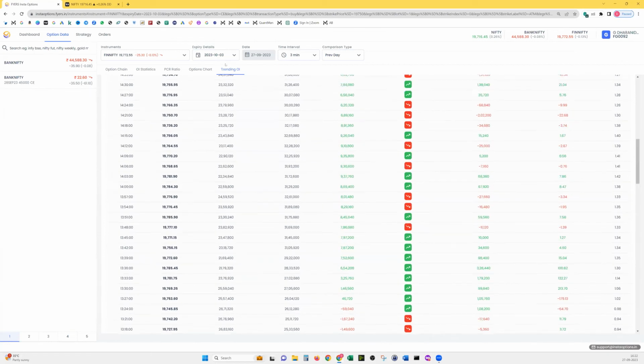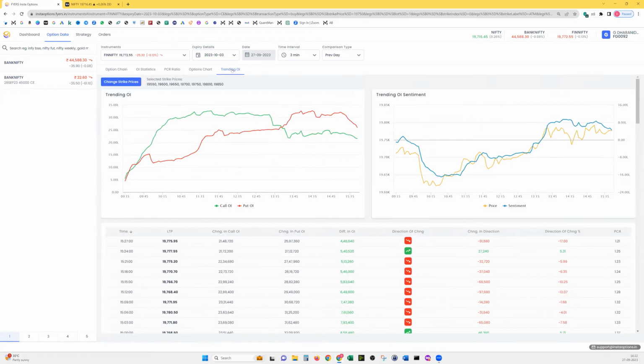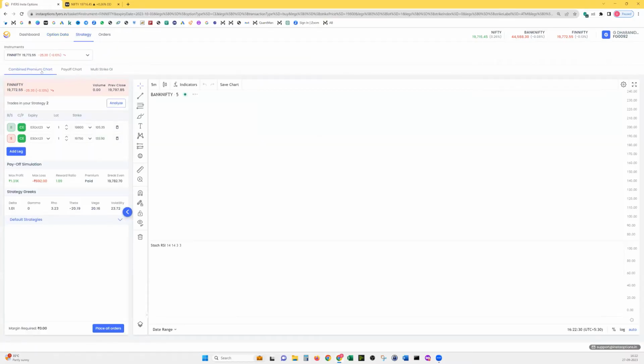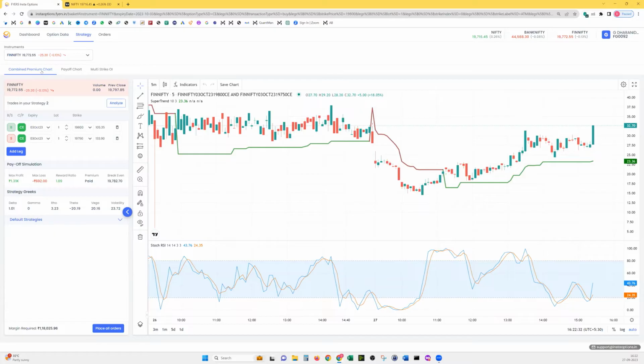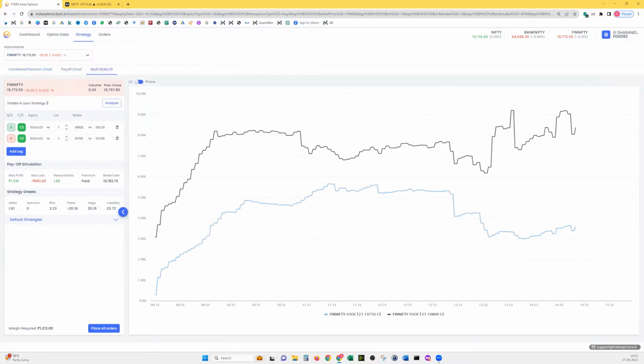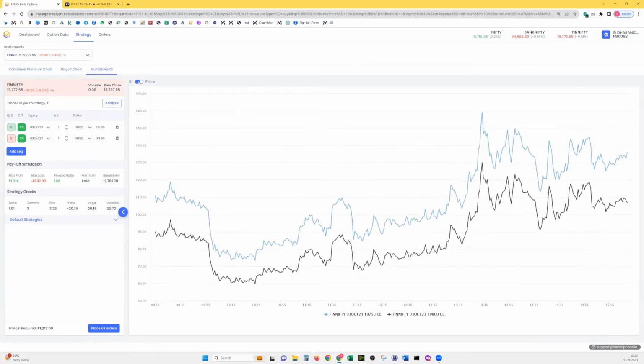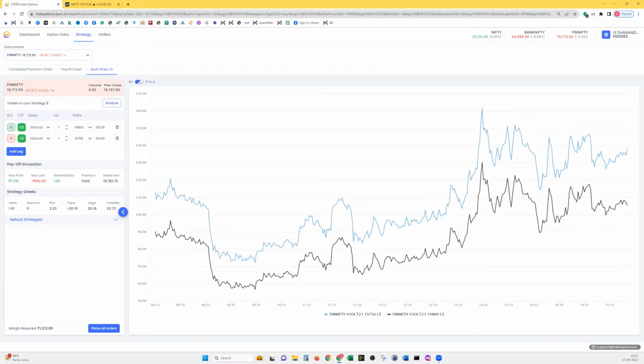Okay, and those things can be identified from the trending way as well. So the trending way is going to be a very big game changer, and it gives the retail trader a different level of edge to understand what the trend is exactly. On the other hand, the strategy tab, where we give the user a combined premium, makes them totally different from the other users, and then the payoff chart, and then the multi-strike way, and they can analyze what the prices are doing from the morning. So this is going to be a great learning for all the retail traders.